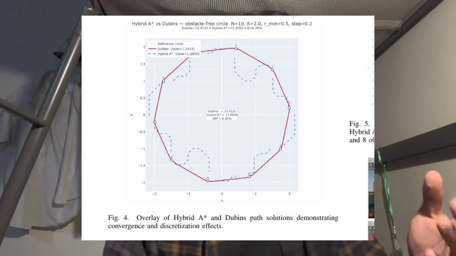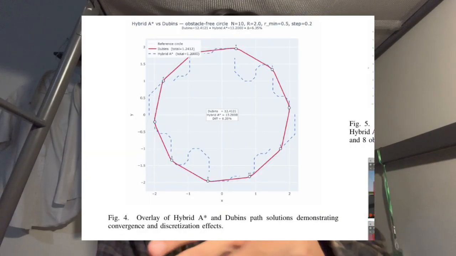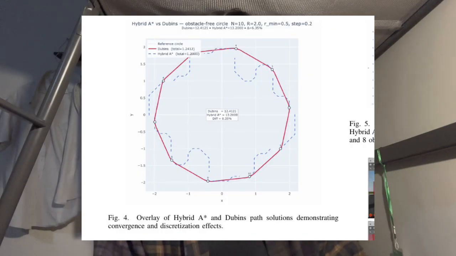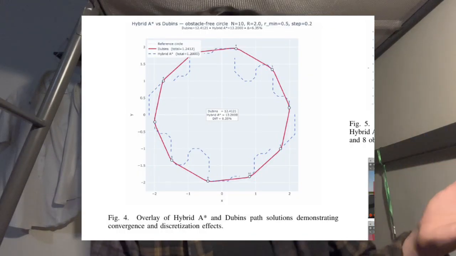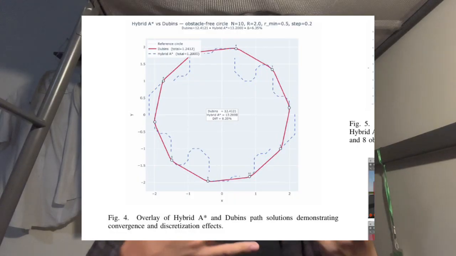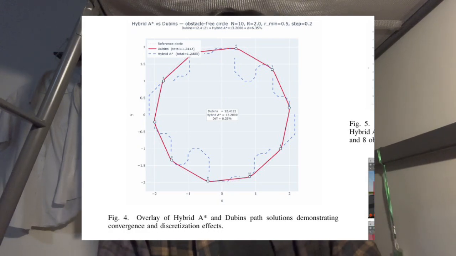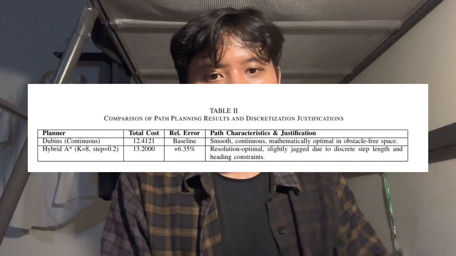There are 3 test cases that I did to test the pipeline against real-life cases and some theoretical cases. The first one is that I benchmarked the planner in an obstacle-free circular layout of 10 targets, which was also used to test previous research regarding Dubins' path. And from the overlay in this picture, we know that hybrid A-star successfully converges to the continuous Dubins search. But at the same time, because the hybrid A-star primitive uses discretization, the penalty is about 6.35%. This confirms that this planner converges to the theoretical baseline while at the same time highlighting the trade-off of state space discretization.